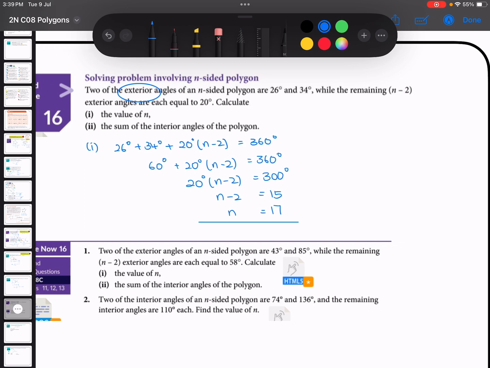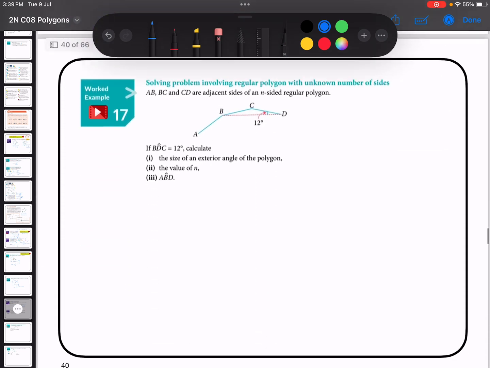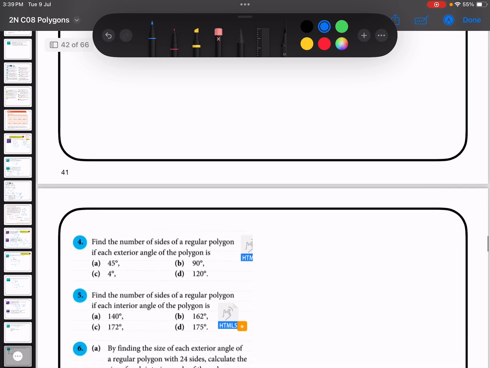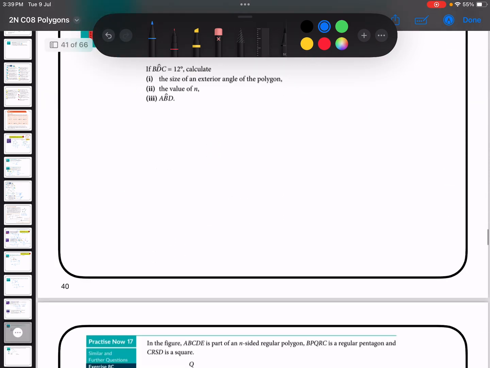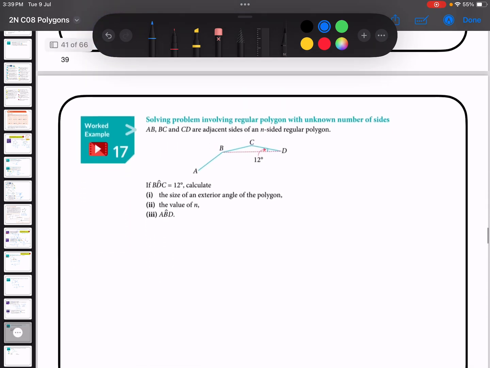Hence, find the sum of interior angles. Okay, let's use the formula. Sum of interior angles is 17 minus 2 times 180. It is all about formulas, so I just need you to remember the formulas. Okay, so I want you to clear practice now 16. Oh, a little bit more. And practice now 17. Try it first. Let me do example 15 for you.